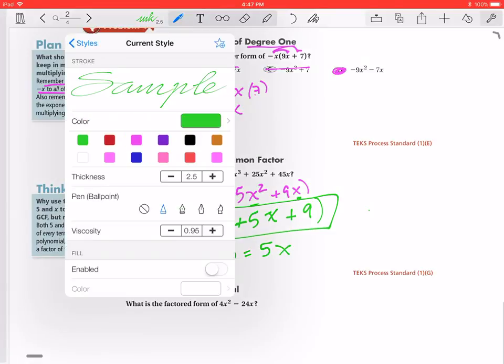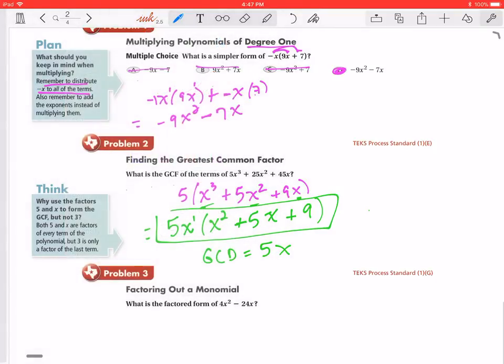Now, again, the best way to check to make sure you did your math right is to double check yourself. So I'm going to go back in and distribute this 5x to all my terms inside the parentheses. Well, 5x times x squared is going to give me 5x cubed. 5x times 5x is going to give me 25x squared, because we're adding the exponents, remember, this is to the power of 1, and this is to the power of 1. Finally, I'm going to do 5x times 9. So 5 times 9 would give me plus 45x.